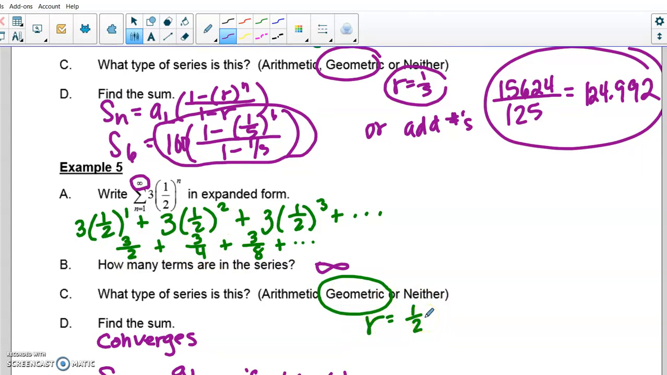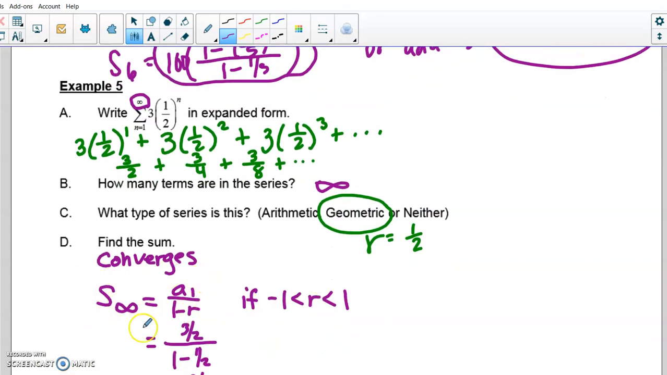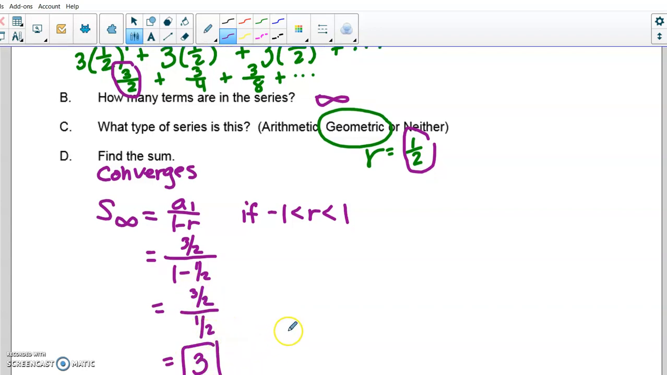And remember from last week, if the common ratio on an infinite geometric series is between -1 and 1, which 1/2 is, then we know it converges. So we can find a sum. Again, from last week, we have this formula here. So when we're trying to find the sum of an infinite geometric series, we do our a sub 1, which we saw here was 3/2, all over 1 minus r, which is 1/2. So when we do that, we get 3/2 divided by 1/2, which ends up just being 3. So this series is going to converge, get really, really close to 3.